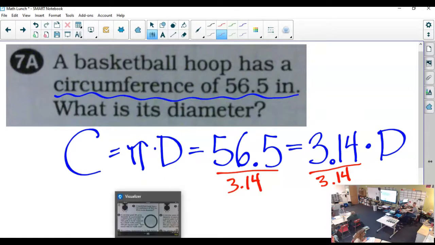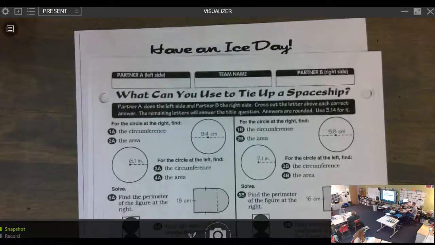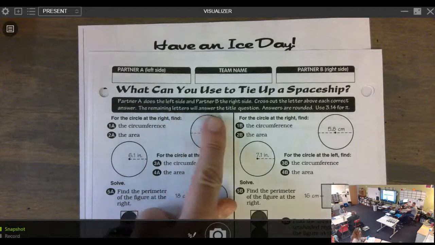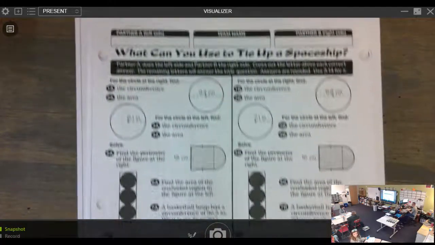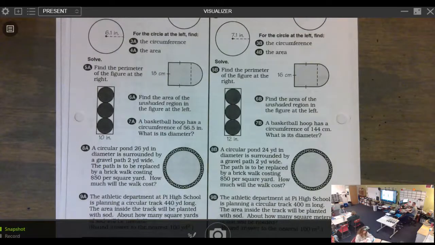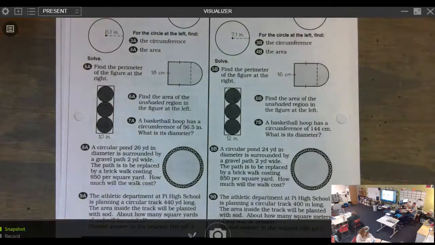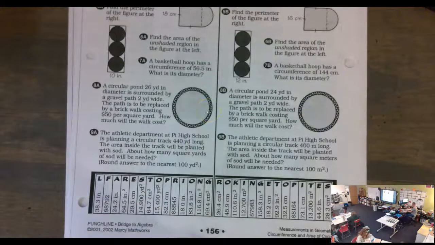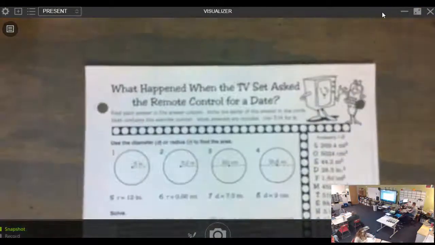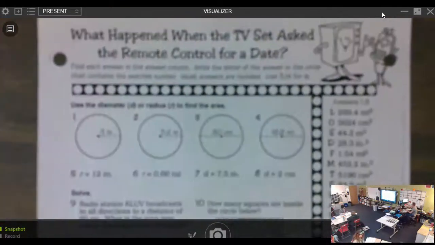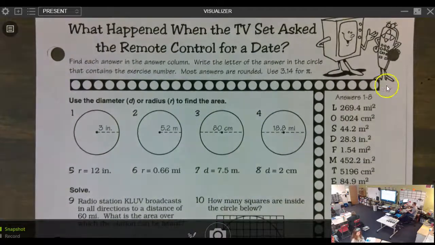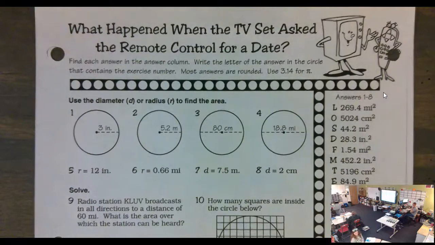Even if you're not totally done yet, because we're talking about this as a class, what can you use to tie up a spaceship? Astronauts. Like knots that you tie with, but like astronauts. On the back. Now this joke might hurt some of y'all's feelings. What happened when the TV set? Now don't shout out the answer, but does anyone have questions on problems from the back before we switch to the other worksheet? It's all the same type of stuff.